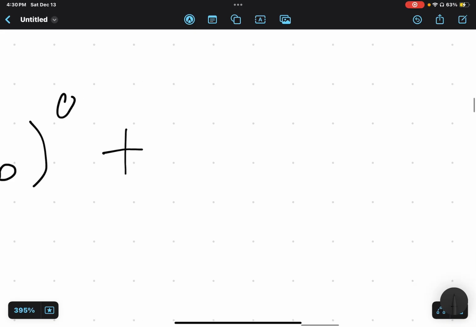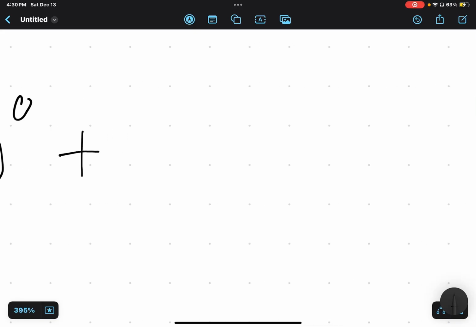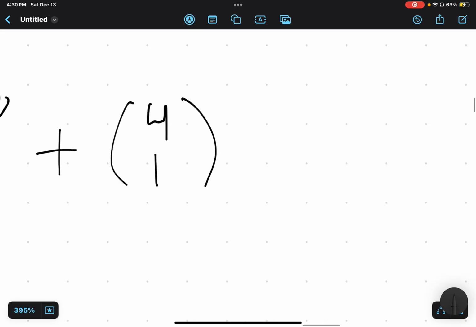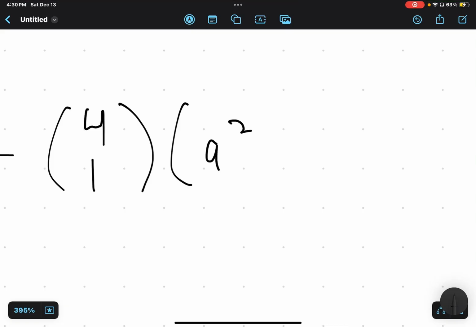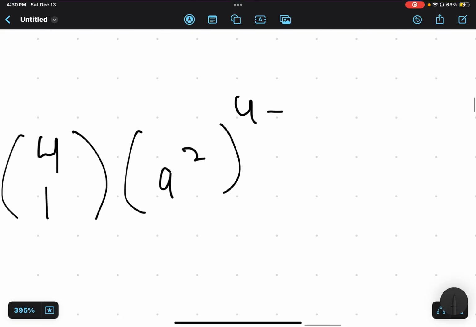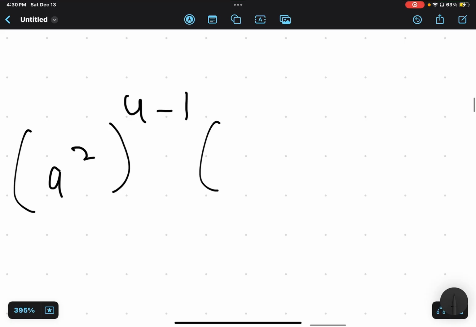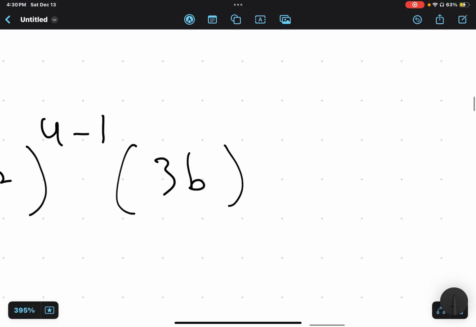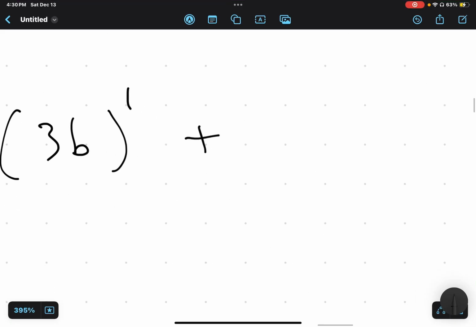So we're going to do plus, because it's the sum of, right? 4 choose 1, times a squared to the power of 4 minus our k, which is 1 this time, times 3b to the power of 1, and so on. I'm going to fast forward this. I think you guys kind of get the gist. I'm going to fast forward this and get to the point where we can simplify and group.